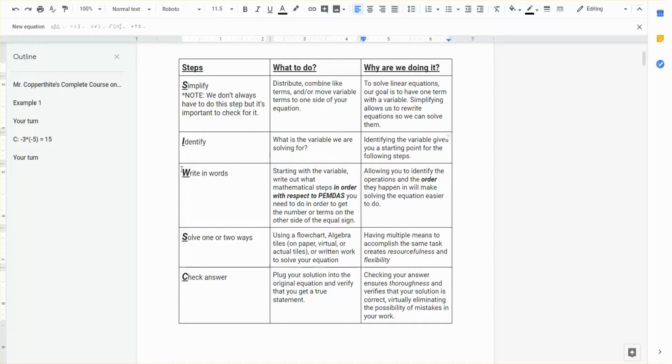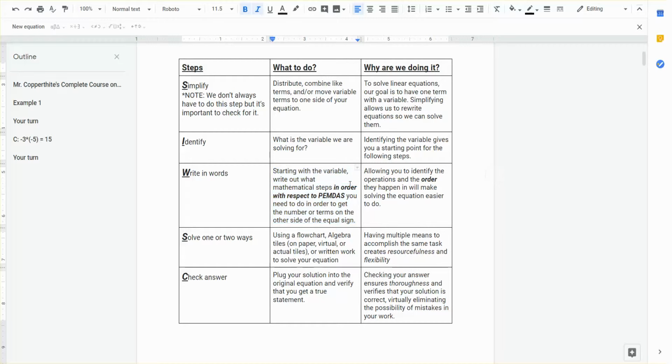Now, writing in words. This is something that you're going to do when you're practicing, but it's not necessarily a step that you need to continue to do. I would say a beginner or intermediate, or anyone facing a tough equation, can use writing in words to help identify what you need to do to solve it. So we start with the variable, and we write out the mathematical steps in order, with respect to the order of operations, PEMDAS, that you need to do in order to get the number or terms on the other side of the equal sign.